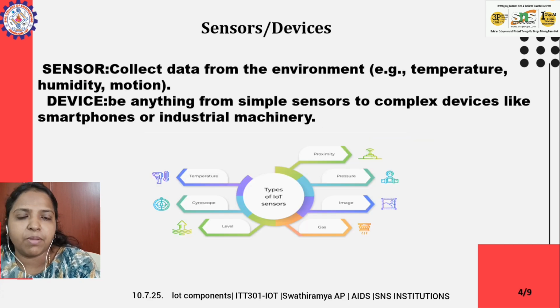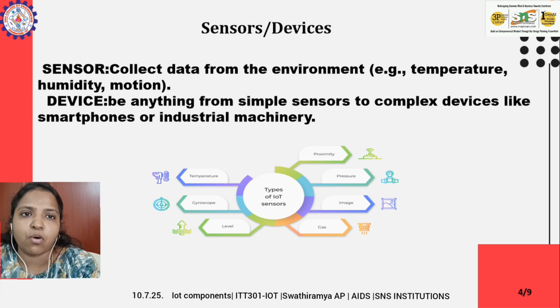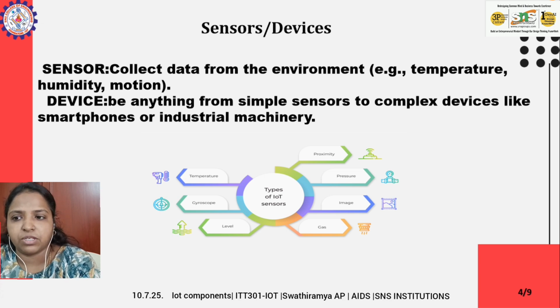Let's start from the basic things. The first step of IoT is to collect the data from the real-time environment, so we need sensors. For example, if we need the temperature of the room, you need a temperature sensor. If you need to collect the humidity of the soil, you need a humidity sensor. If you need the air pollution in a particular area, you need sensors depending on your application. So the first component of IoT is the sensors.